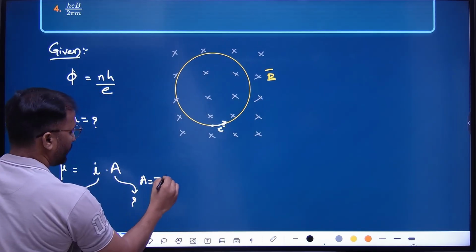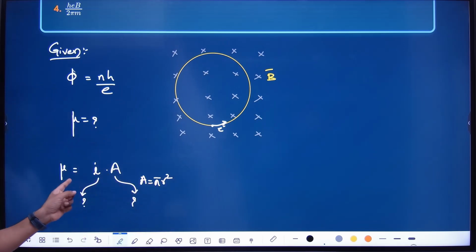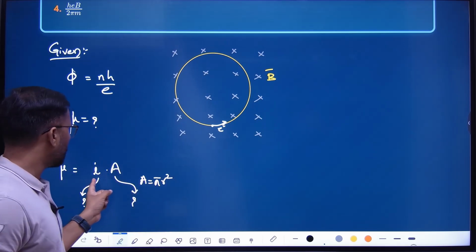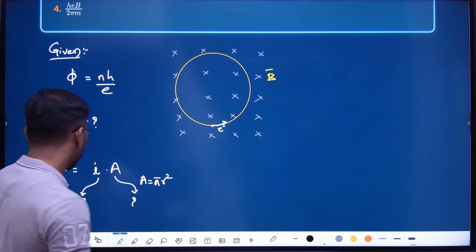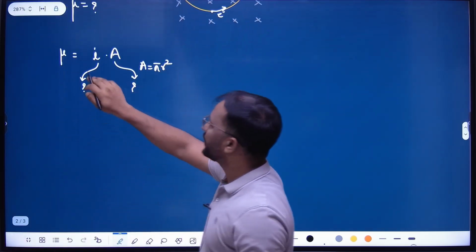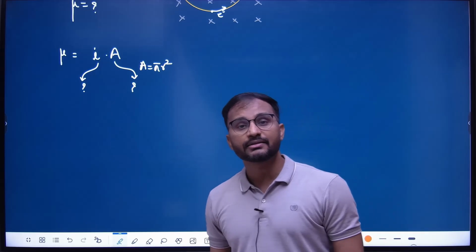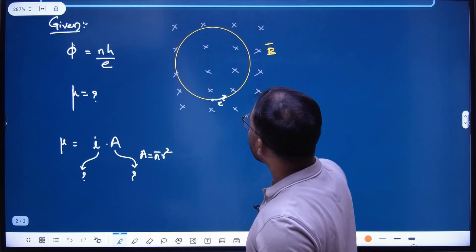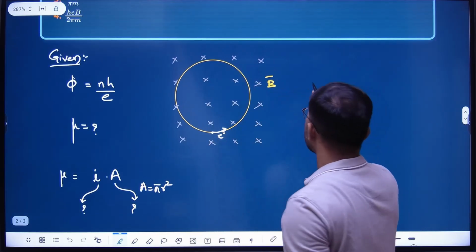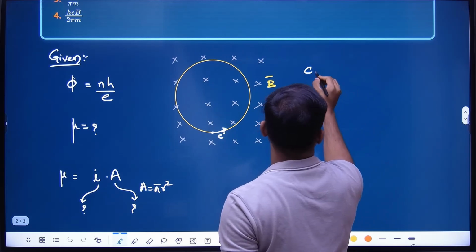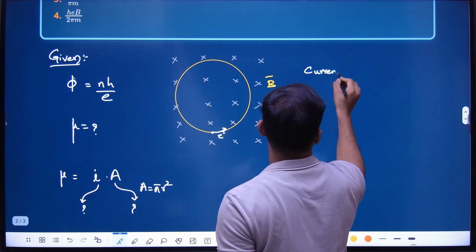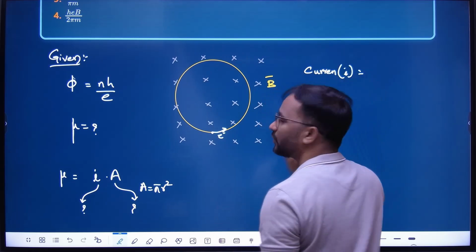Our first formula, well actually this is the second formula. The first formula was mu is equal to I times A. Okay, now all that you need to find out is what is I. What is the current I, sir? The current I you need to calculate from this. So let us say the current I, and the current is equal to how much, sir?